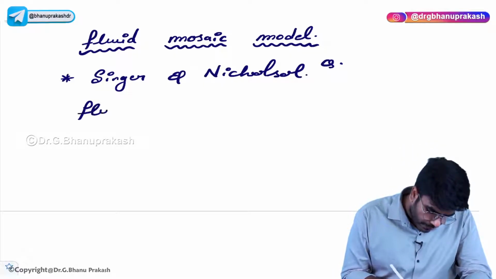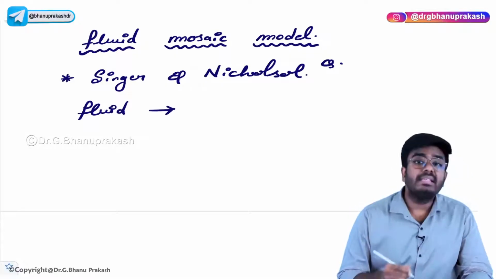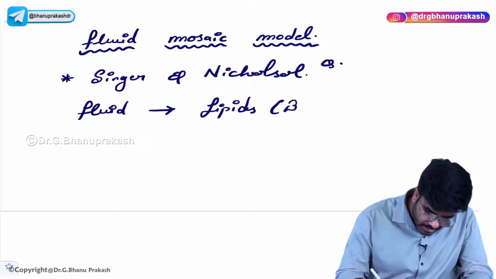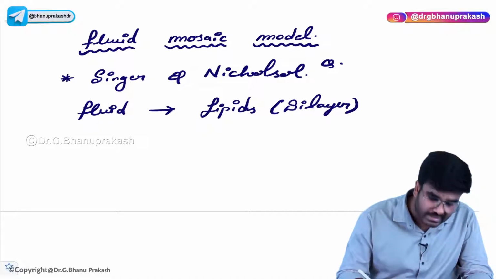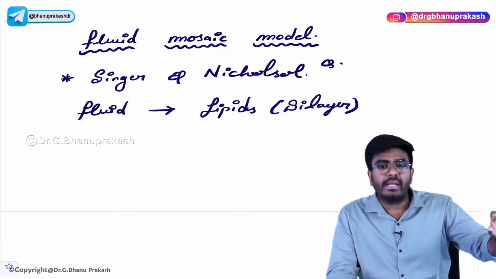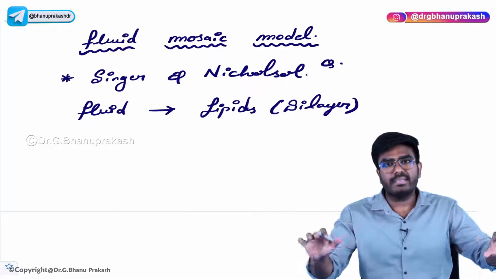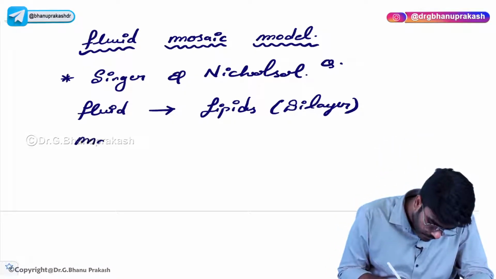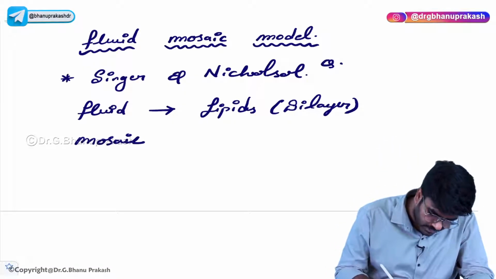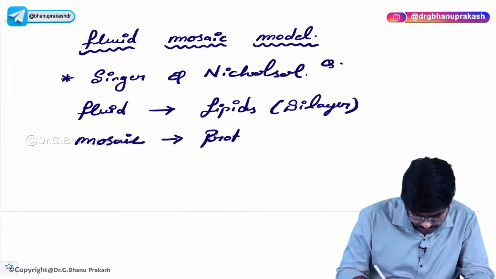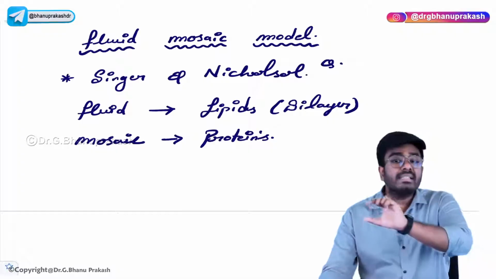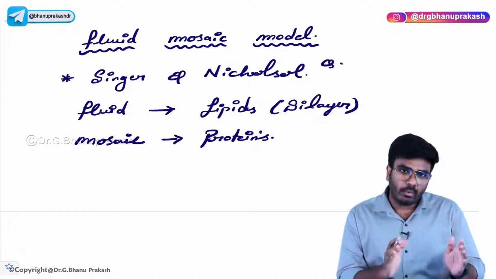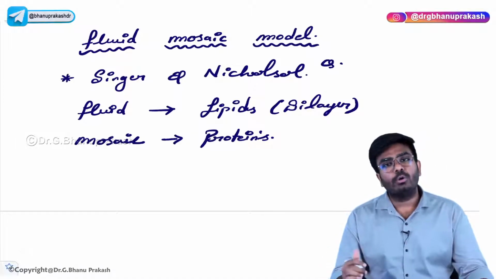Here the fluid, the sea, is represented by lipids. I have already taught you lipids are arranged in bilayer. There is a bilayer fluid or the sea of lipids, in which the proteins are floating. So mosaic represents proteins. So in the sea of lipids, proteins are floating. That's what is called the fluid mosaic model given by Singer and Nicholson.